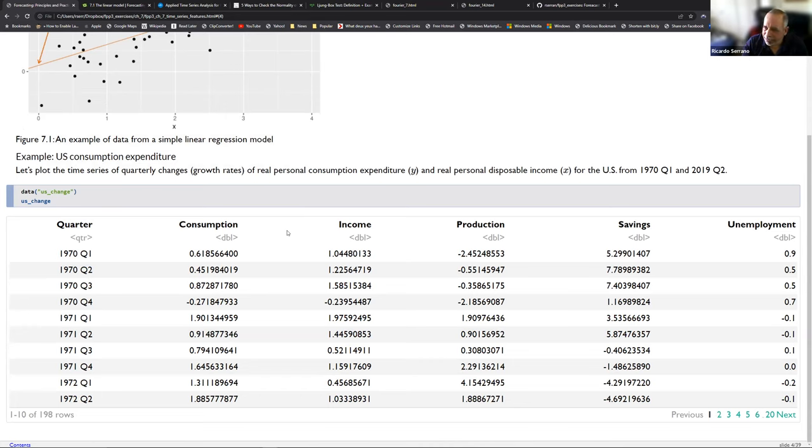And in that table, in that data frame, as a time series table, we have the date component, which is quarter, the consumption.